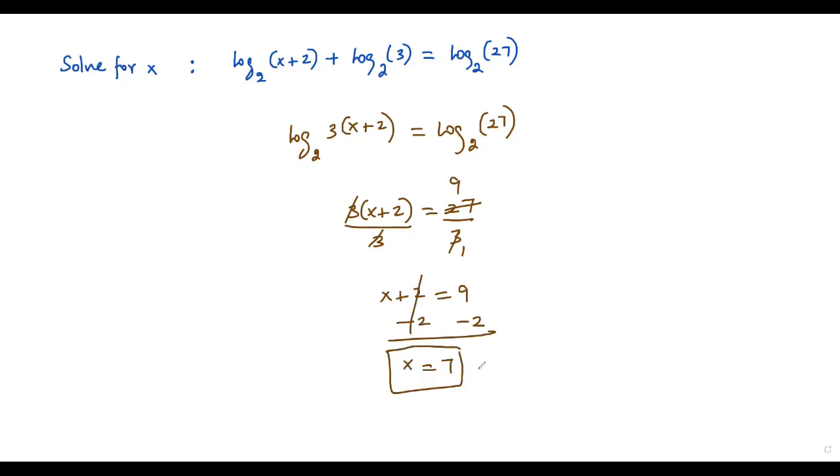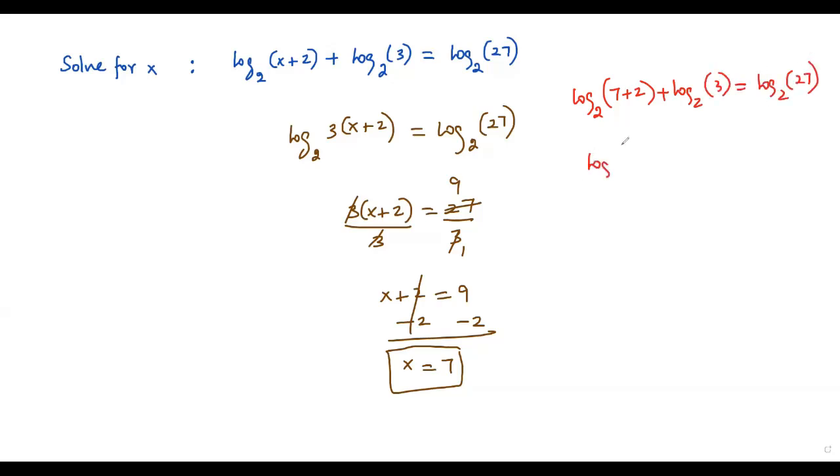Okay, now I have solved the equation and I got the value for x, that is 7. Now let's verify our answer x equal to 7 with the given logarithmic equation. That is, we have to plug in x equal to 7 into the given logarithmic equation, and the equation has to be satisfied by x equal to 7. Okay, let's do that. So, log to the base 2, plugging in x equal to 7, I'll be getting log base 2 of (7 + 2), plus log base 2 of 3, equals log base 2 of 27.